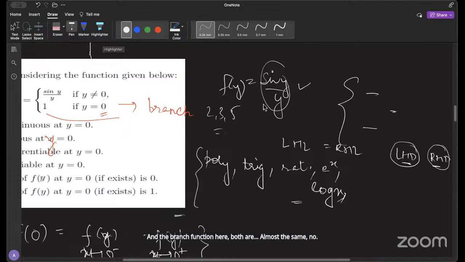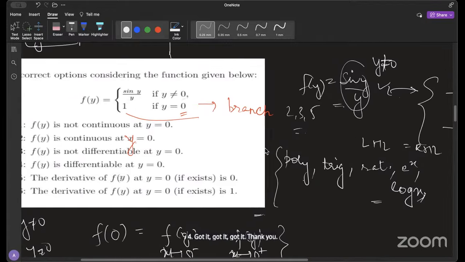Almost. Yes, they're almost the same, but this function is not defined at 0, right? You can't take y equals 0 here. And this function is defined at 0. These two functions are actually very different functions. Got it. Thank you. Okay.